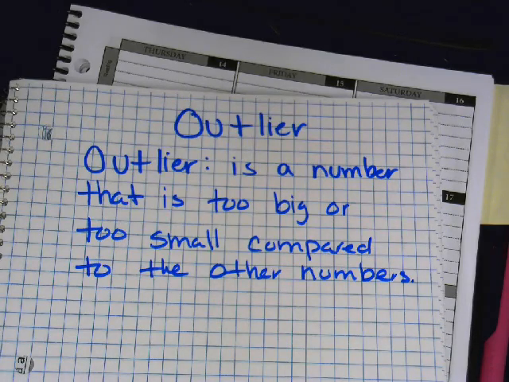Now, will you always have an outlier? No. On some data, you won't have an outlier. Okay? It's a number that's really ridiculously different.